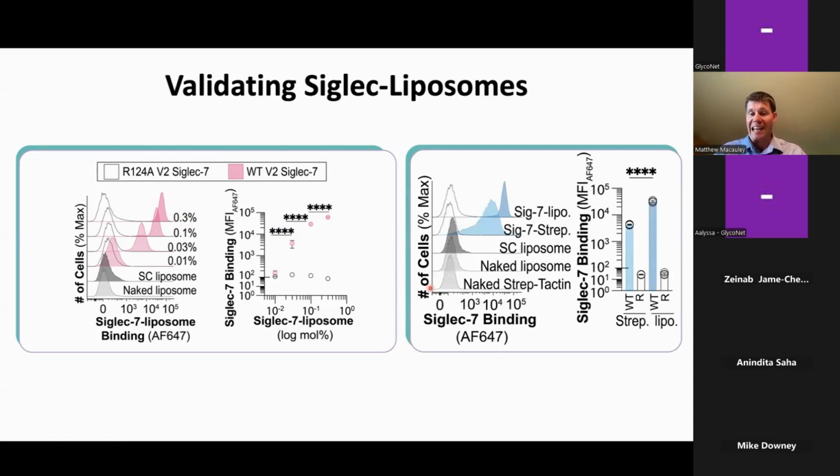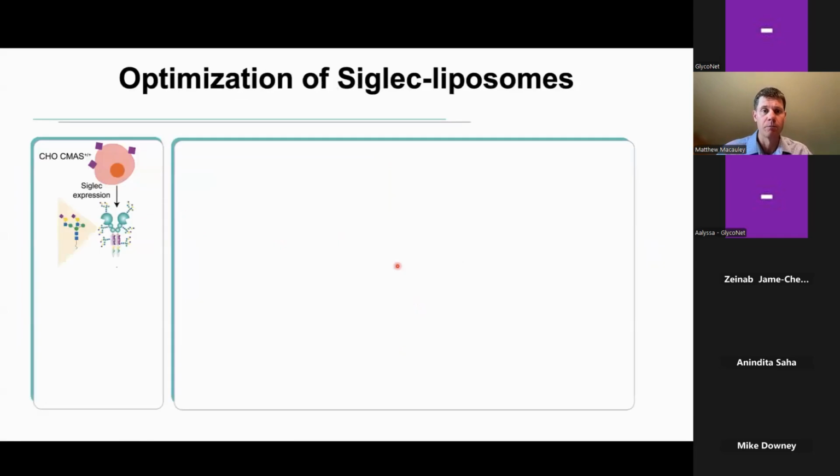And here's a head-to-head comparison between Siglec 7 liposomes and our first generation streptactin tetramers. As you can see, the liposomes outperform our first generation platform. The liposomes also, of course, offer a number of advantages, which I'm going to keep discussing in this talk.